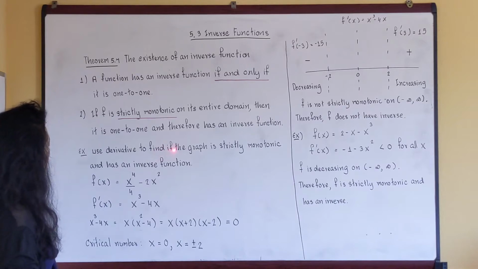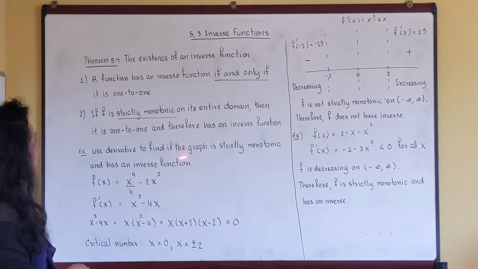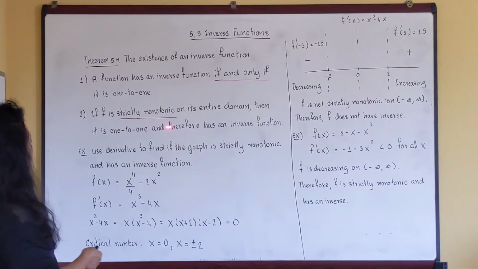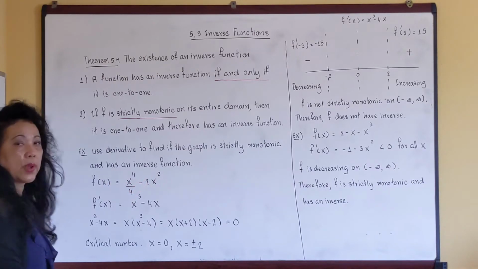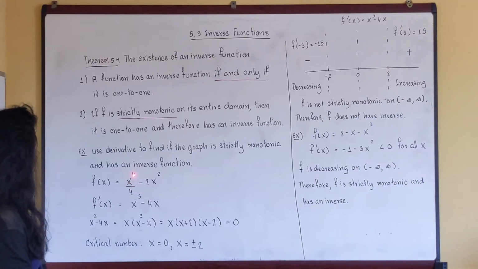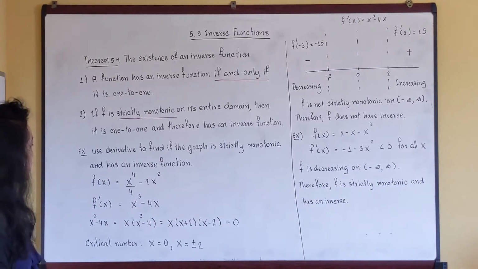Use the derivative to find if the graph is strictly monotonic and has an inverse. If it is strictly monotonic, it has an inverse by definition. So let's look at f of x equals x to the fourth over 4 minus 2x squared. I will take the derivative: bring the 4 up front, reduce the degree by 1, and the 4 cancels out, so we have x cubed. I bring the 2 down, so minus 4x. So this is the derivative of the function.